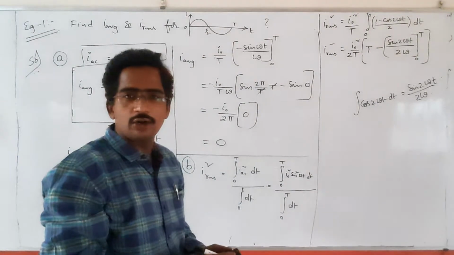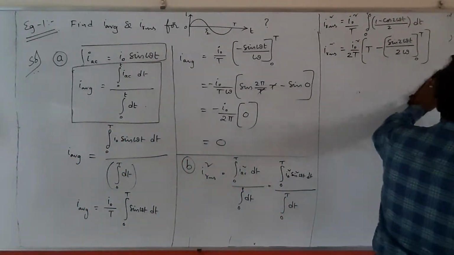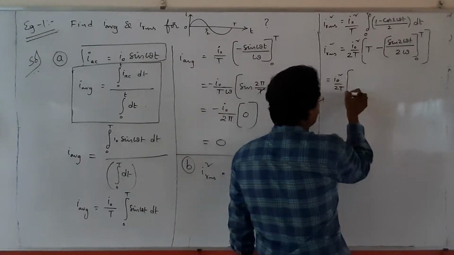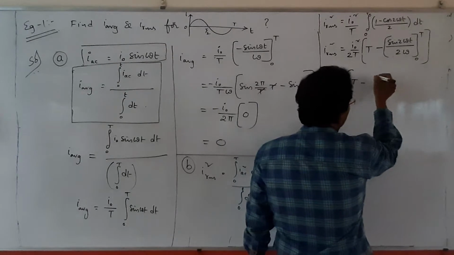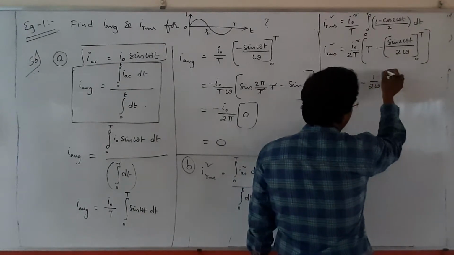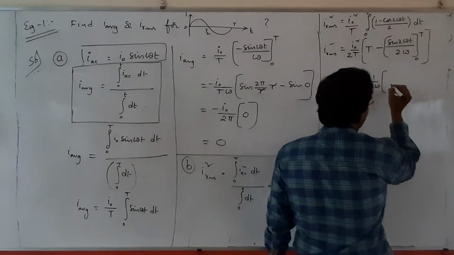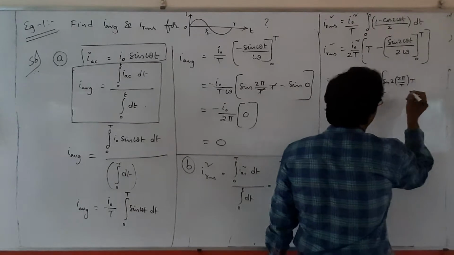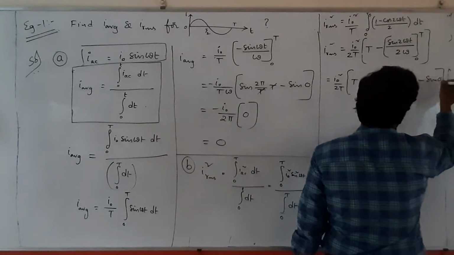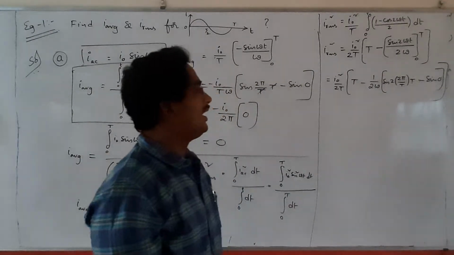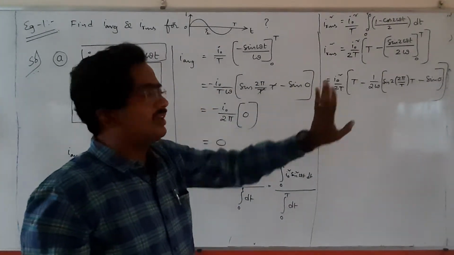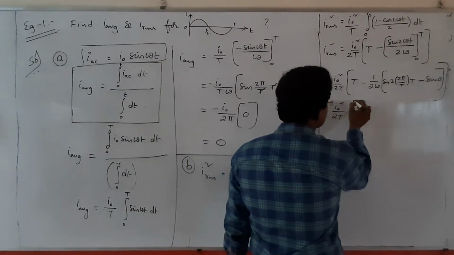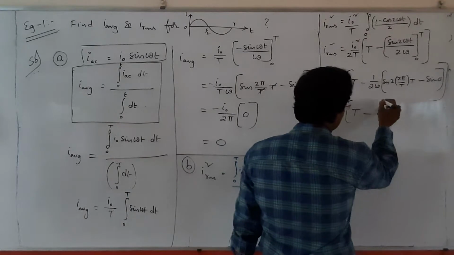With limits of 0 to t, what will we get then? I naught square by 2t into t minus 1 by 2 omega constant. If you apply the limits here, sin 2 omega t minus sin 0. Okay, I have applied the upper and lower limits. What should we get here? I naught square by 2t into t minus 0.